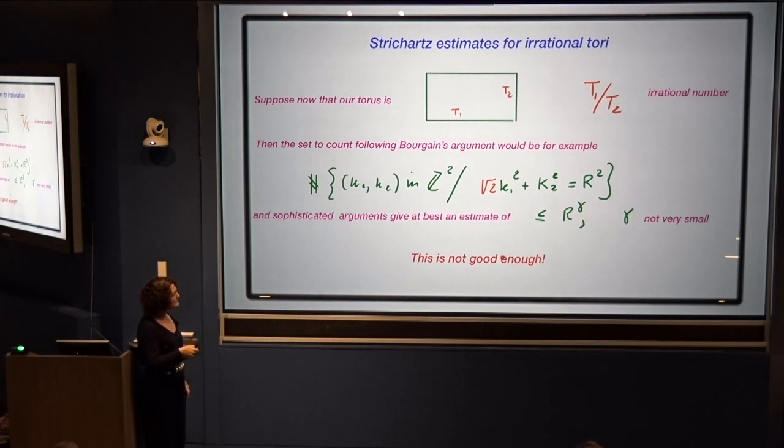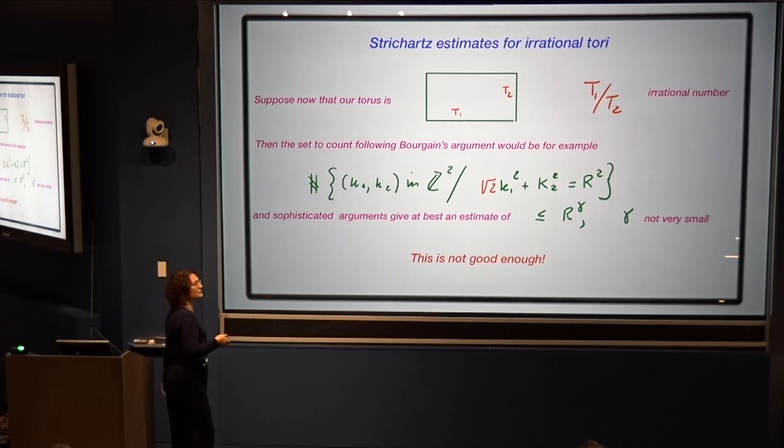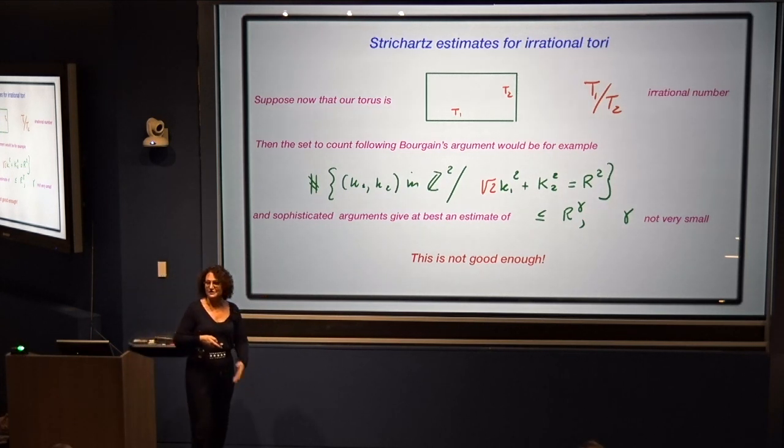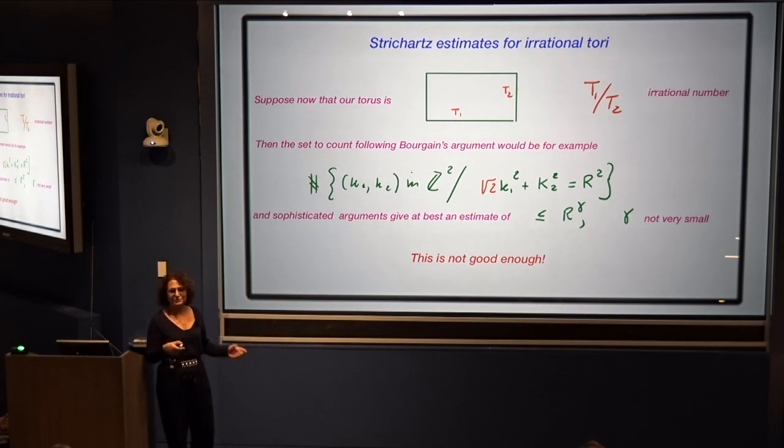And the best known, which is not sharp, is something like r to the gamma. Gamma is a fraction. I didn't want to write it here because it keeps changing and improving, but it's a fraction which is not that small. So this obviously was not good enough, and so for about 20 years, the problem was stuck. We could only do Strichartz's estimate in this deterministic manner just for rational tori.